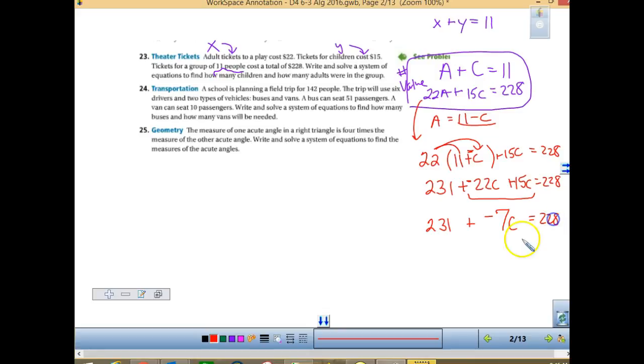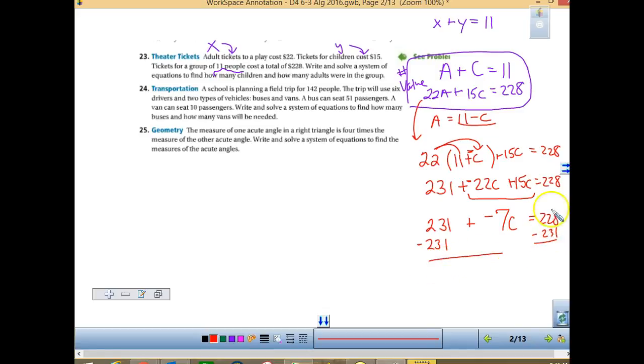228. All right. Caleb, what are you going to do next? Add 7 on each side. I could, but let's just get negative 7C by itself. That's okay if we have a negative 7C. What could I do to that? Because I want to go less steps. Subtract 231, right? And when I subtract 231, it should come out negative.